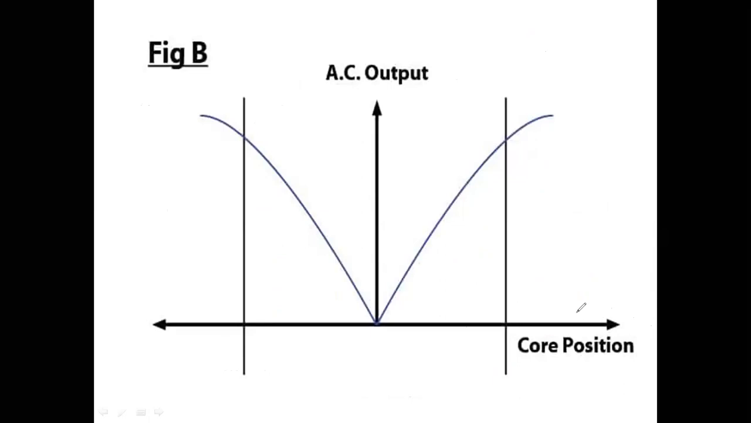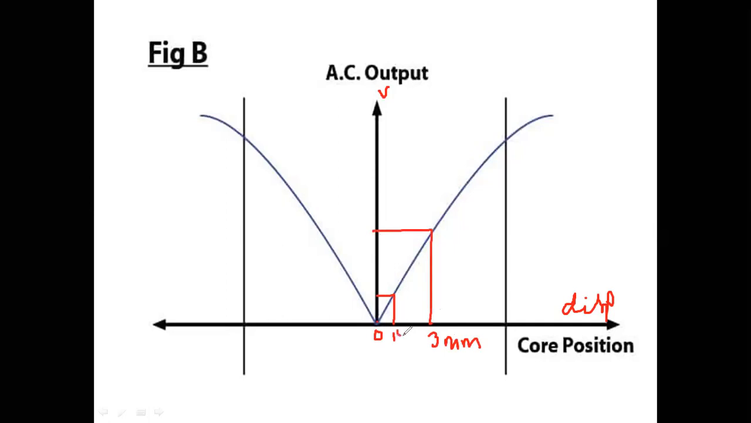This is core position, means displacement here. Displacement versus output voltage. If displacement is 0, output voltage is 0. If displacement is 1 mm, the output also corresponds to 1 mm only. Let us suppose the input is now increased to 3 mm. 3 mm displacement, then equal amount of output will be there.